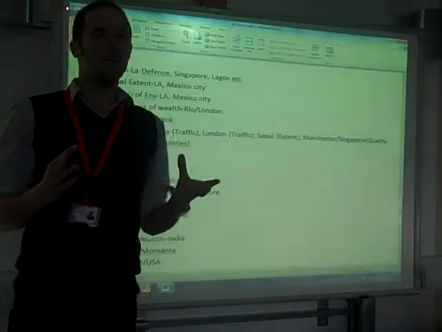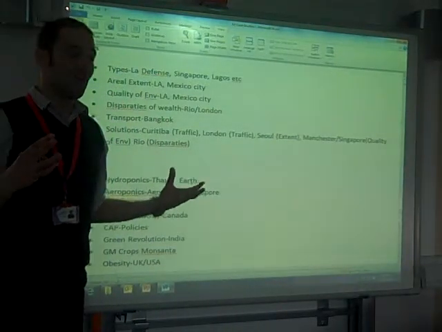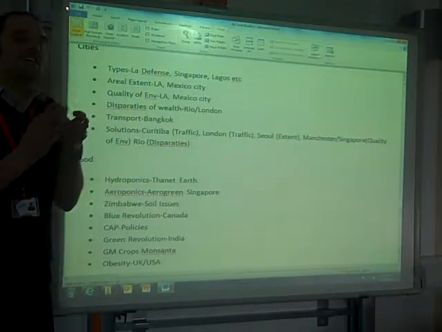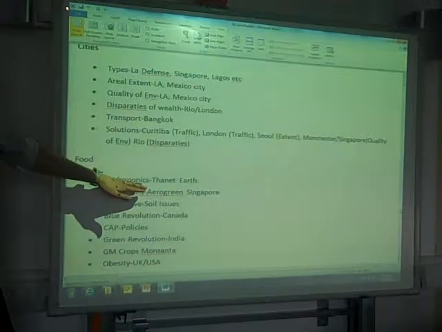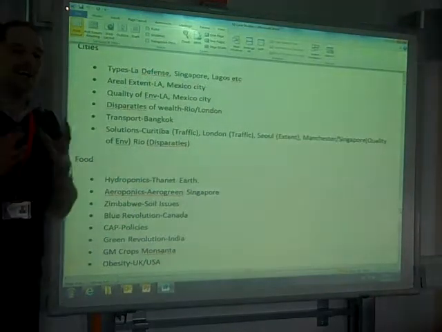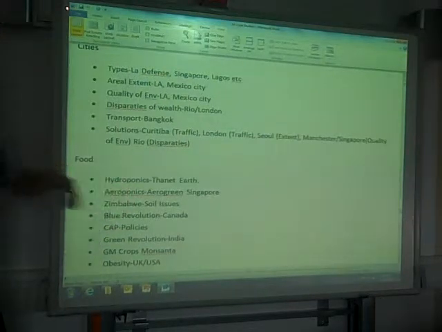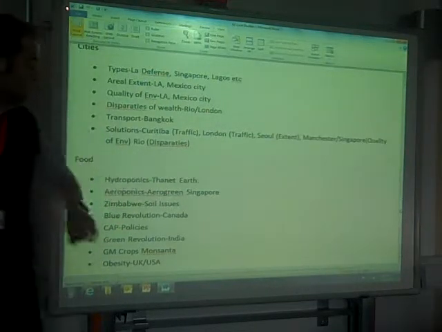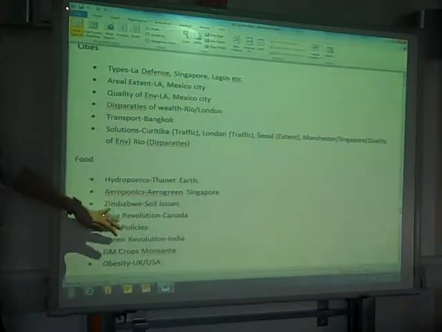Food can be the most complicated topic because it links into other areas such as biology and chemistry. However, we look at it very simply as an overview. So, you've got to know about sustainable ways in which food can be grown and generated. So you have hydroponics, our case study will be Thanet Earth in Kent. Aeroponics, where we look at AeroGreen in Singapore.